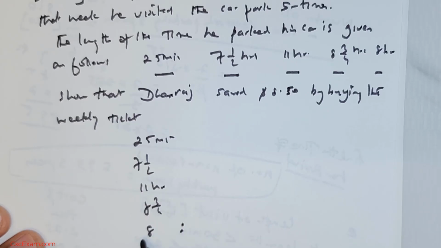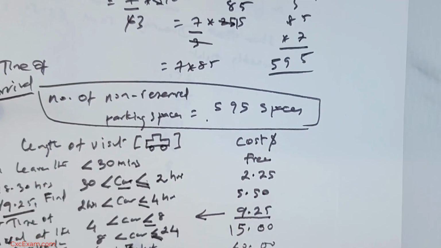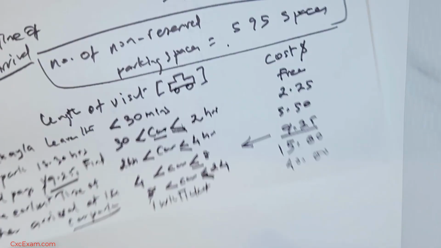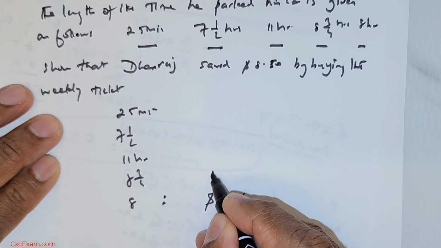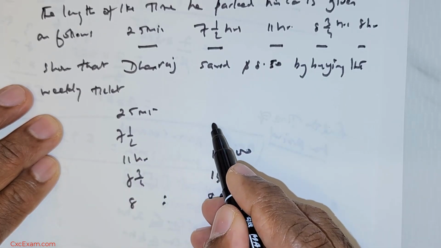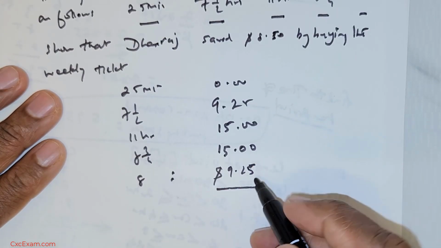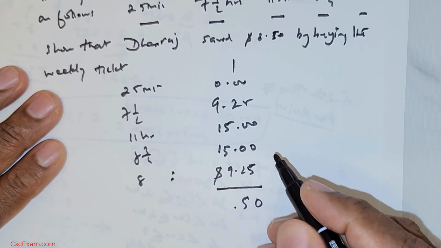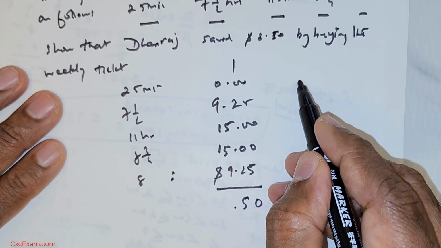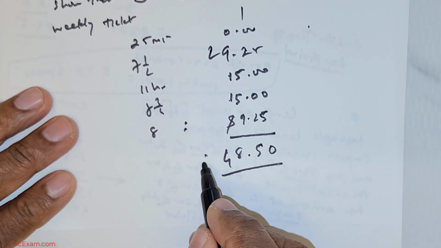Now clearly, we just obtained this value. 8 hours is given as $9.25. Greater than 8 hours is $15. So that is $15. 11 hours, that's again $15. 7 1/2 hours, that's $9.25. 25 minutes, $0. So you add all of this. That's 5 and 5, 10, carry 1, 2, 4, 5, then 9, 5, 14, and 5, 19, and then 9, that's 28, carry 2, 2, 3, 4, 4, 8, 5, 0. This is the total cost.